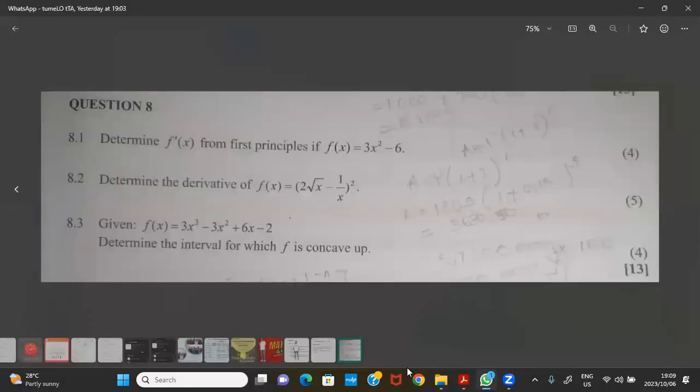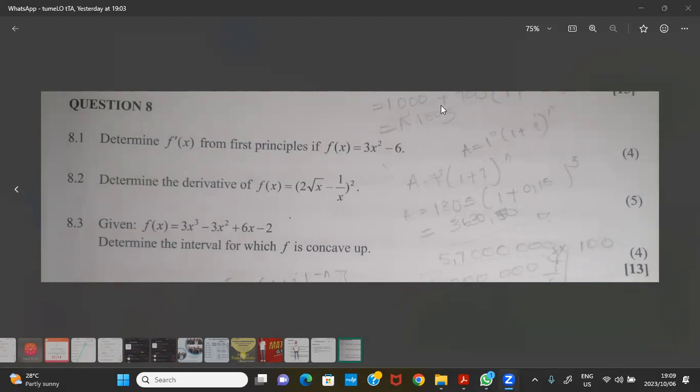Can you all see it? Mhm. Can you guys see my screen? Yeah. Okay.